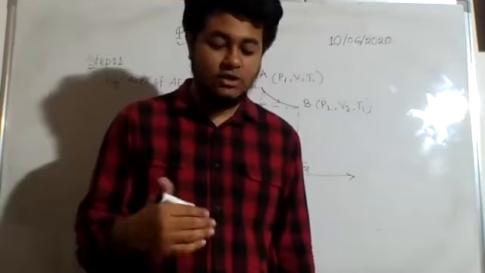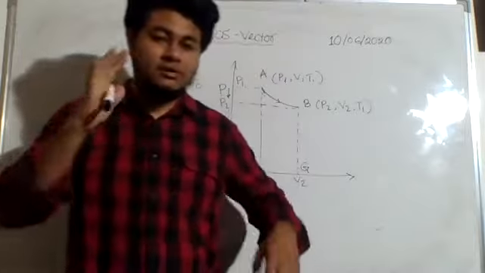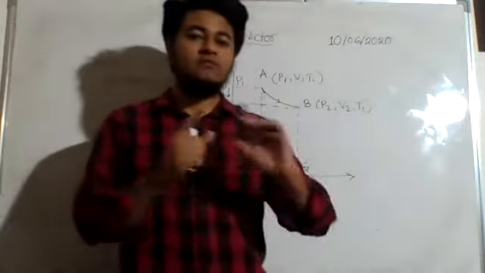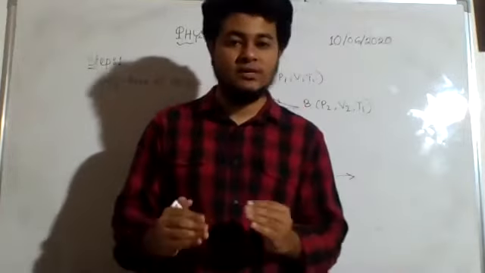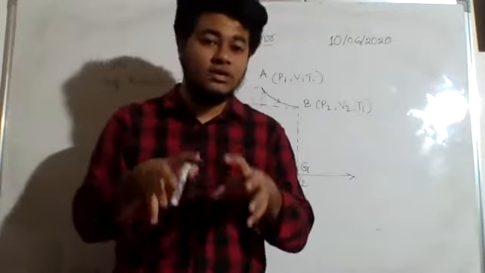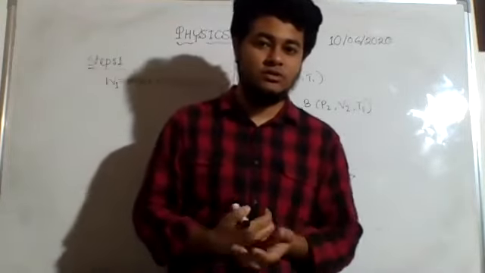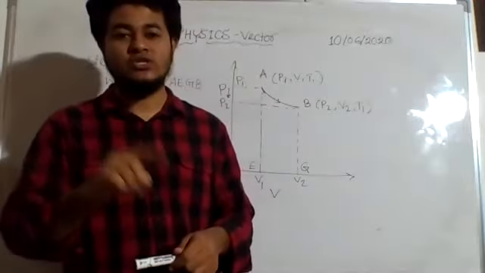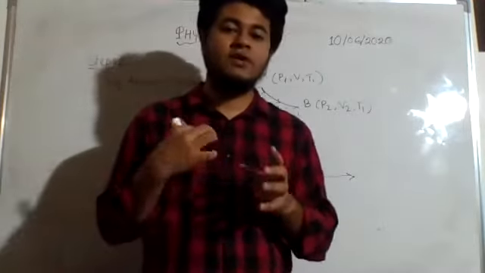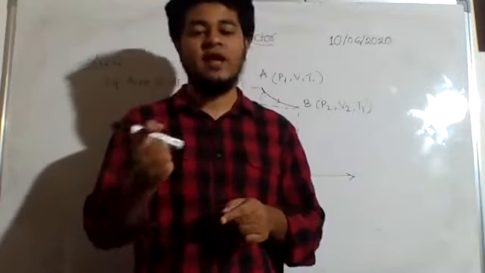The cylinder is now placed on the insulated platform. This is the second step. See, you have to remember in the first step we placed the cylinder on the heat source. In the second step, we are placing it on the heat insulating material, the insulator. As we are placing it on the insulator, no heat exchange will take place. So if the heat cannot exchange, then what will happen? The process is going to be an adiabatic process.